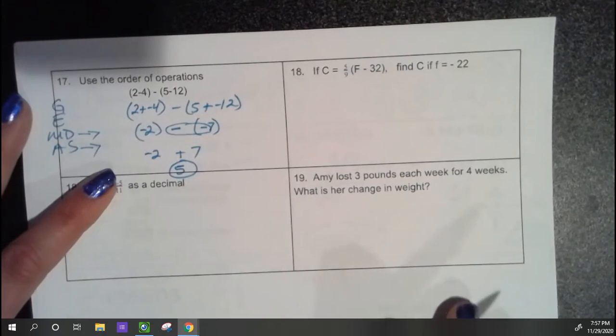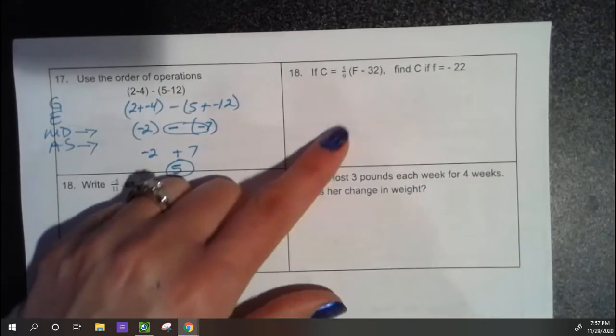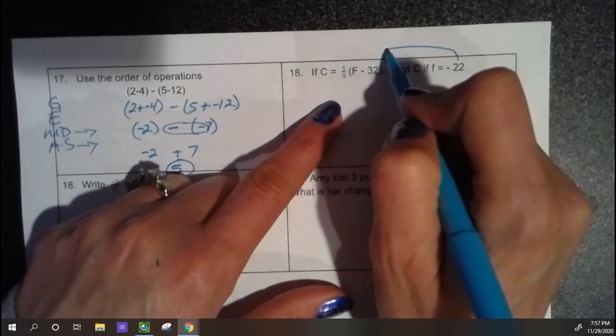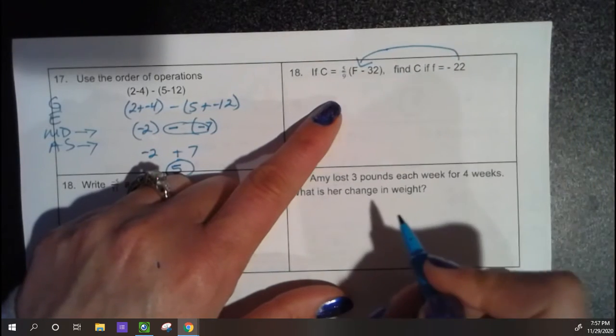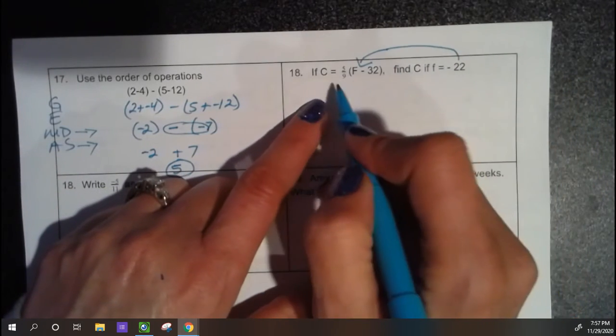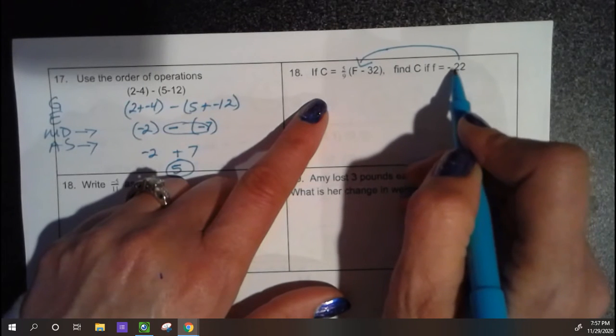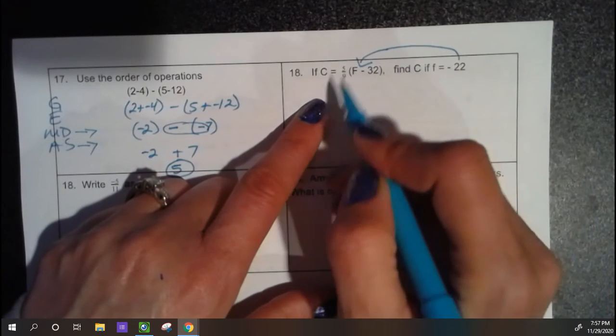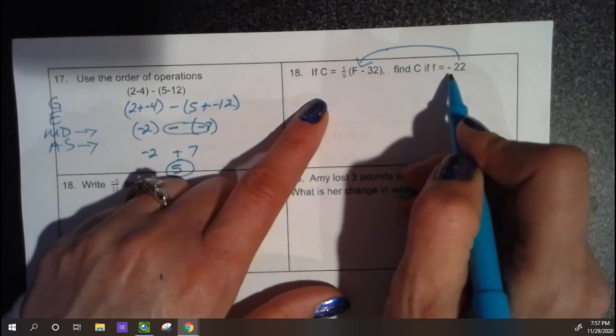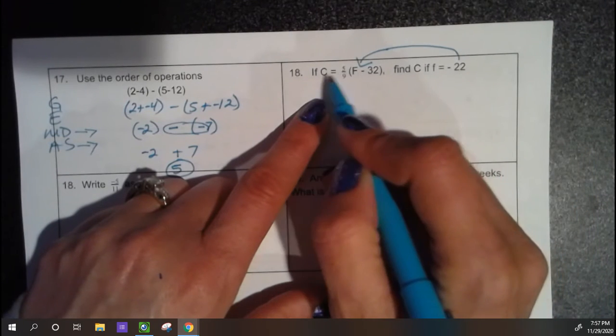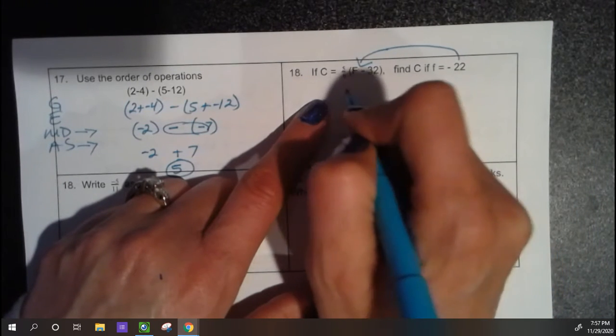Order of operations is harder than it looks. This one in particular gives kids problems all the time. It's probably the most missed concept. So we're going to be changing this temperature that's in Fahrenheit over into Celsius. So negative 22 degrees Fahrenheit is what in Celsius? Probably going to be really cold.